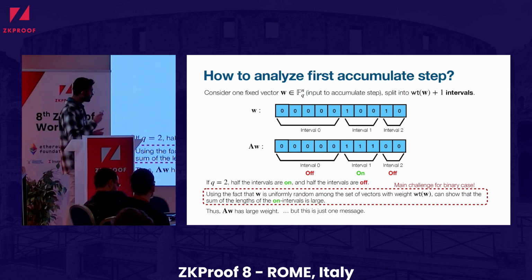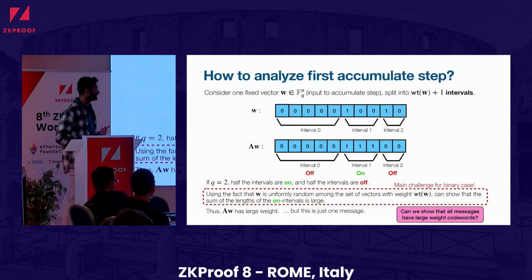OK. But the problem is that this is just one message, right? I said that we're considering one fixed vector W, and we're showing that the output of applying the accumulate step to this W has large weight. In order to be able to actually show that your error correcting code has large distance, you need to be able to do this for all messages, right? Because the distance of a code is the minimum Hamming weight across all possible messages.